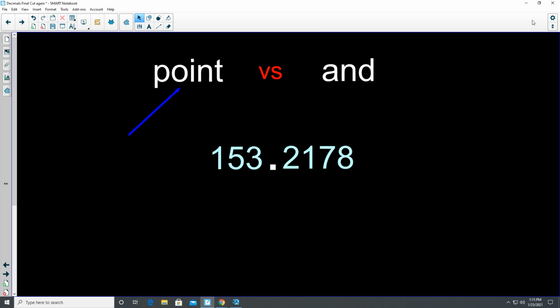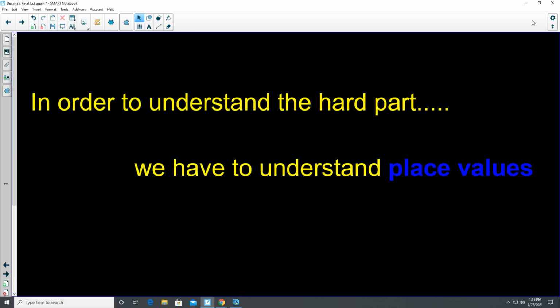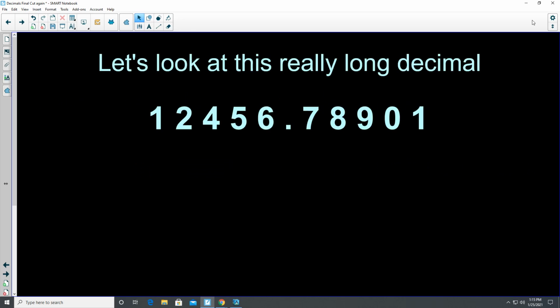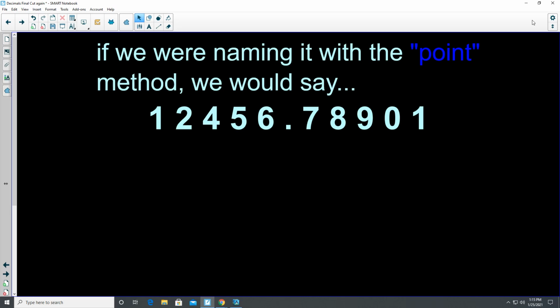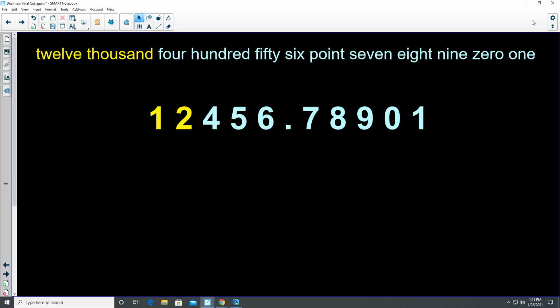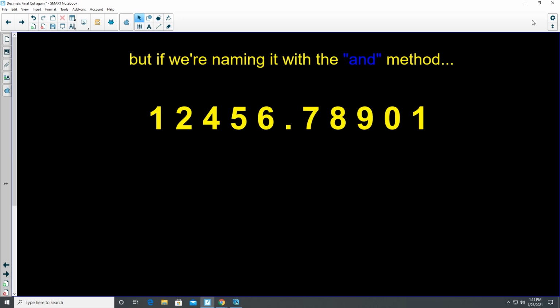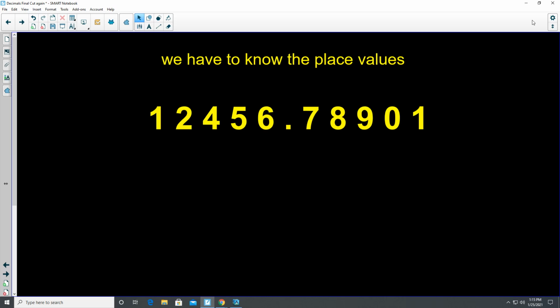All right, so we're done with the point method. Now let's talk about the and method. This is the hard part. In order to understand this part, we need to understand place values. So let's look at this really long decimal. If we're using the point method to name it, we're going to say 12,456.78901. This is a lot, but if we're using the and method, it gets worse. But we have to know place values first.